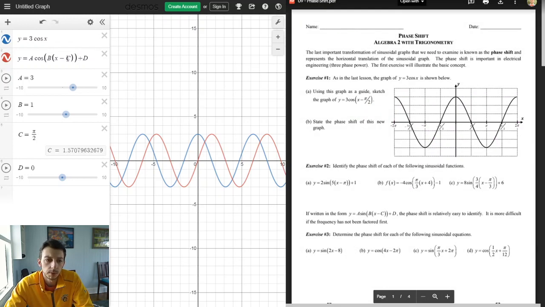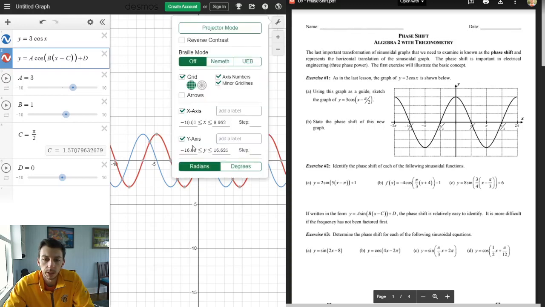So when you put values in here for C, those are what we call phase shifts. It shifts the phase of your sinusoid, which is just a fancy word for a sine or a cosine graph, sine wave. So you can see that that is shifted by that amount.